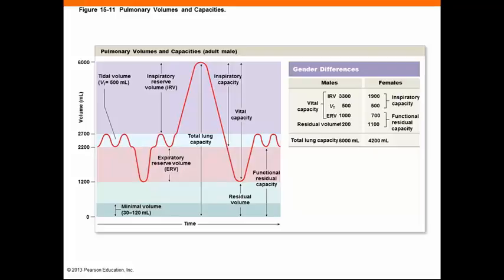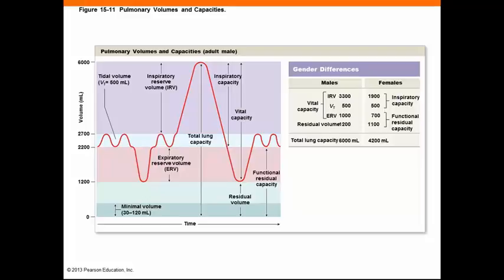And on the flip side, your inspiratory reserve volume is the amount of air that can be taken in above a normal tidal inhalation. So if you're doing just regular quiet breathing in and out, in and out, and then in again, that is that big purple strip on the top. That is your inspiratory reserve volume.